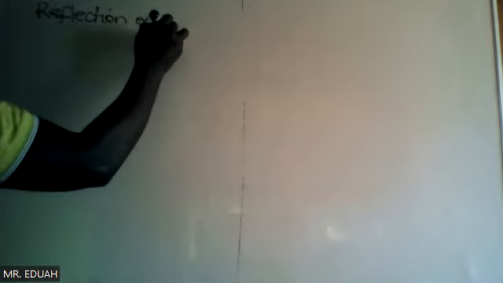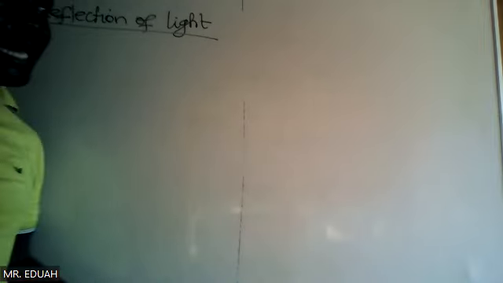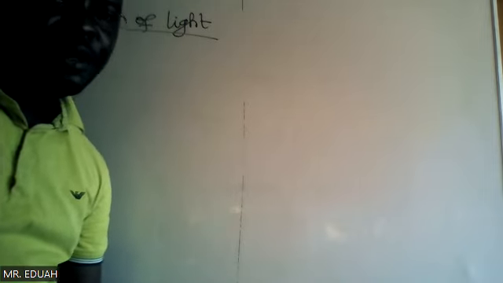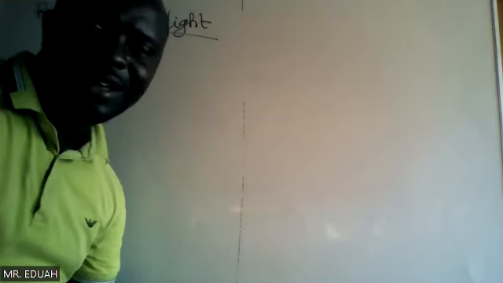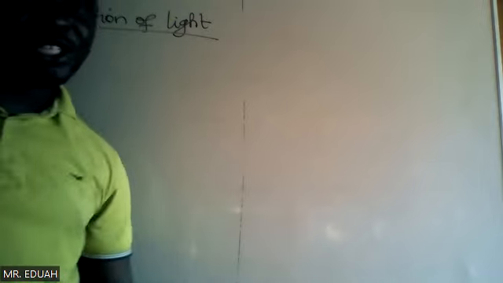So, reflection of light. Reflection is one of the properties of light or characteristics of light. What do we mean to say that light can be reflected? You did reflection of light in SHS. Please go ahead and answer, those of you who have raised your hands. Reflection of light is the bouncing back of light rays as it hits a surface.